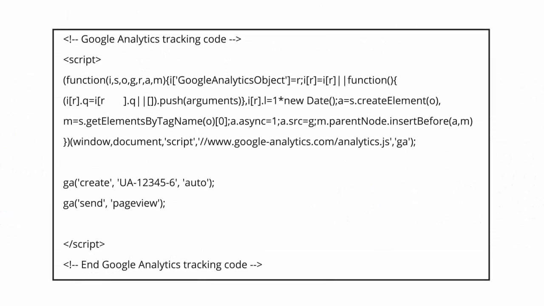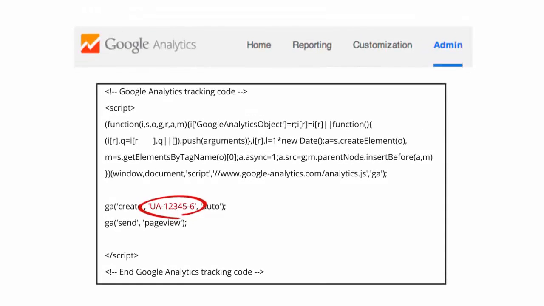Another key function of the tracking code is to connect your data to your Google Analytics account. This is accomplished through a unique identifier embedded in your tracking code. Here is an example of what the tracking ID looks like. For your own account, you can find the tracking ID in the Account Administrative Settings.